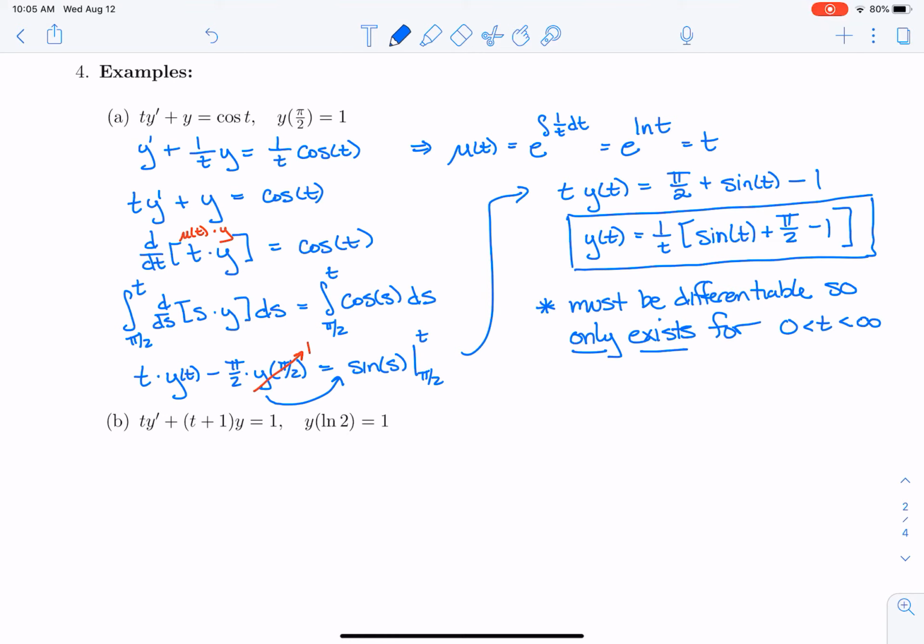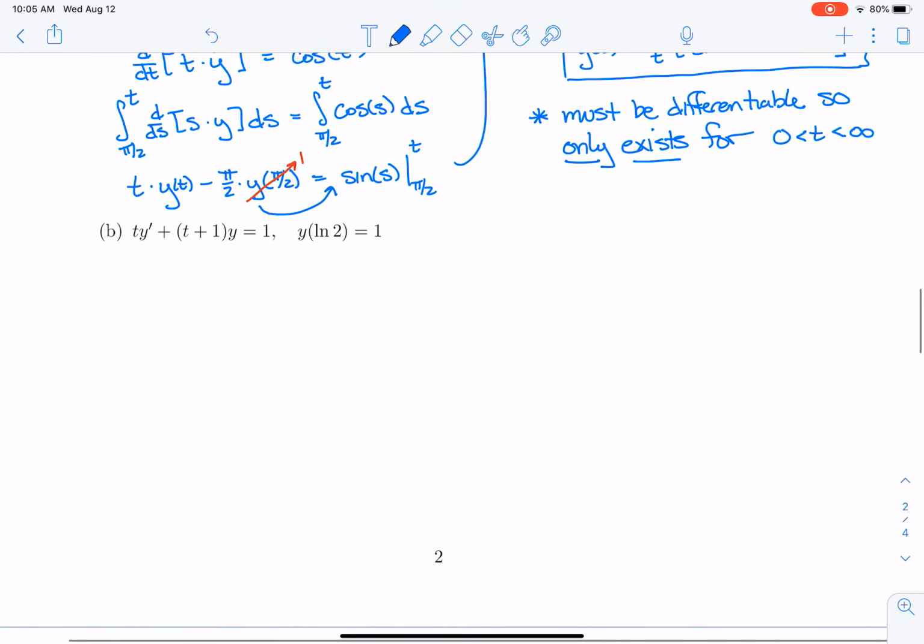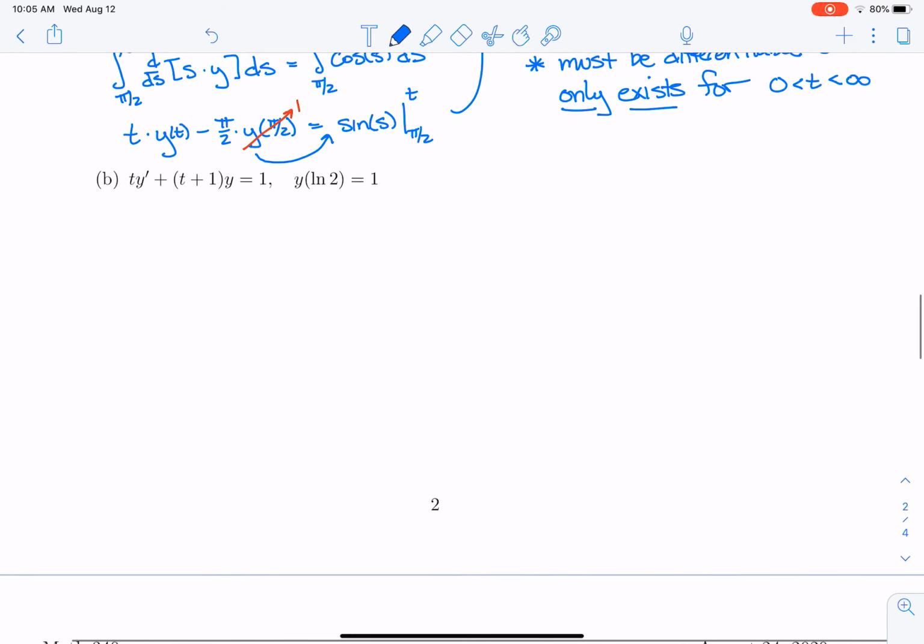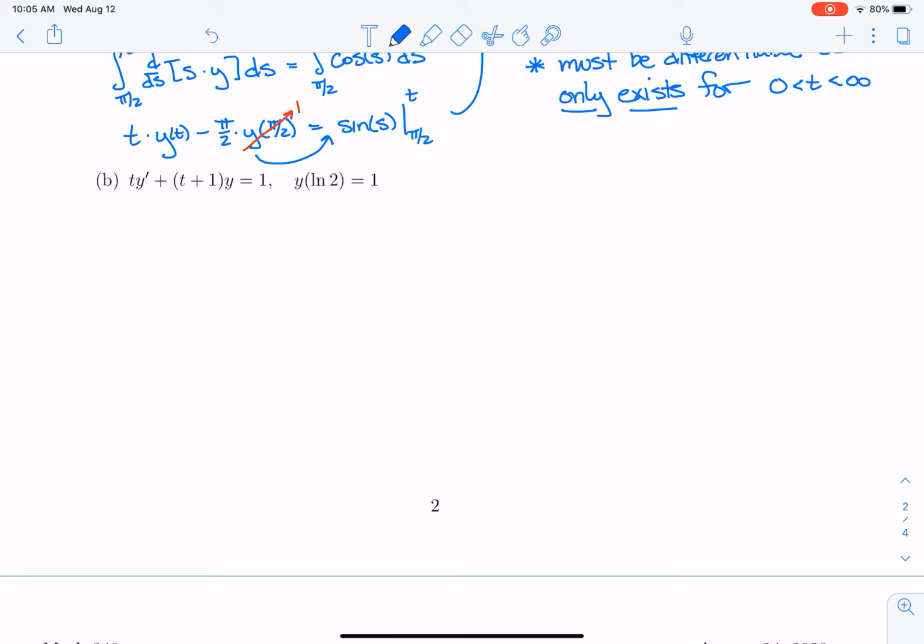Okay, we're going to do one last example, and that is the equation t y prime plus t plus 1 times y is equal to 1, and y of natural log 2 is equal to 1. Okay, again, it's not quite in the form that I want, so I'm going to divide by t, so I get y prime plus 1 plus 1 over t times y is equal to 1 over t.